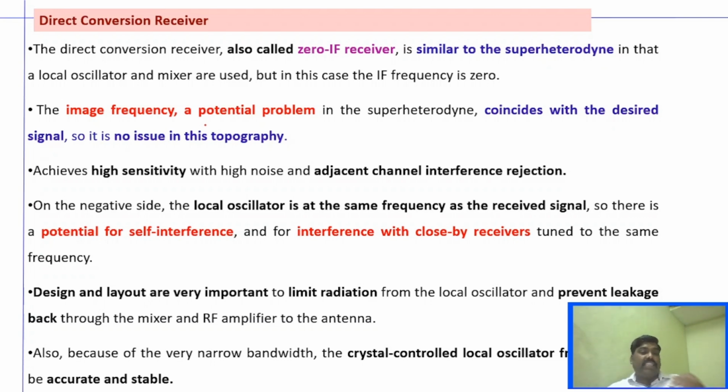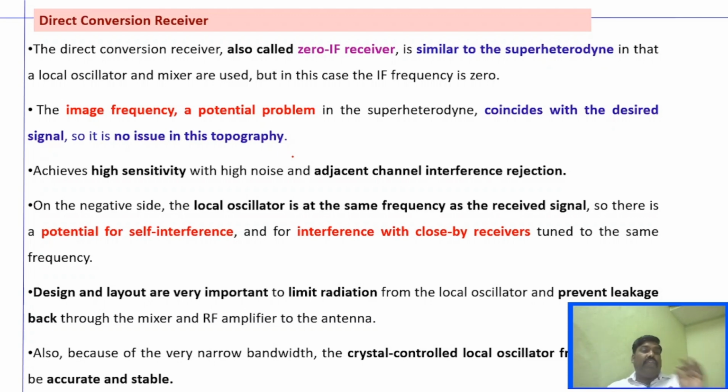And as I said, it is a high sensitivity receiver, but one great disadvantage here is that we use a local oscillator signal which is very similar in frequency to the received signal, which can cause potential interference, and that has to be overcome. We have to design very carefully, in such a way that the design and layout are very important to limit the radiation of the local oscillator signal, so that it prevents leakage back to the mixer and the RF amplifier. And predominantly we use a crystal controlled local oscillator because it is very accurate and stable.